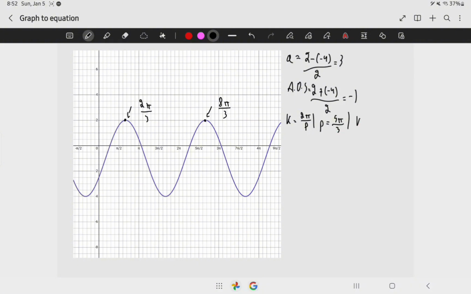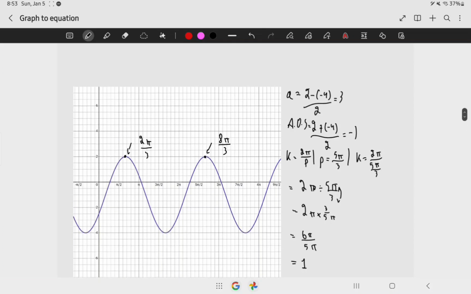And now if we plug that in, k is equal to 2 pi over 5 pi over 3. That's 2 pi times, now you flip these around, 3 over 5 pi. So that's going to be 6 pi over 5 pi, which is equal to pi. Sorry, no, that is just equal to 1. Your k is simply 1.